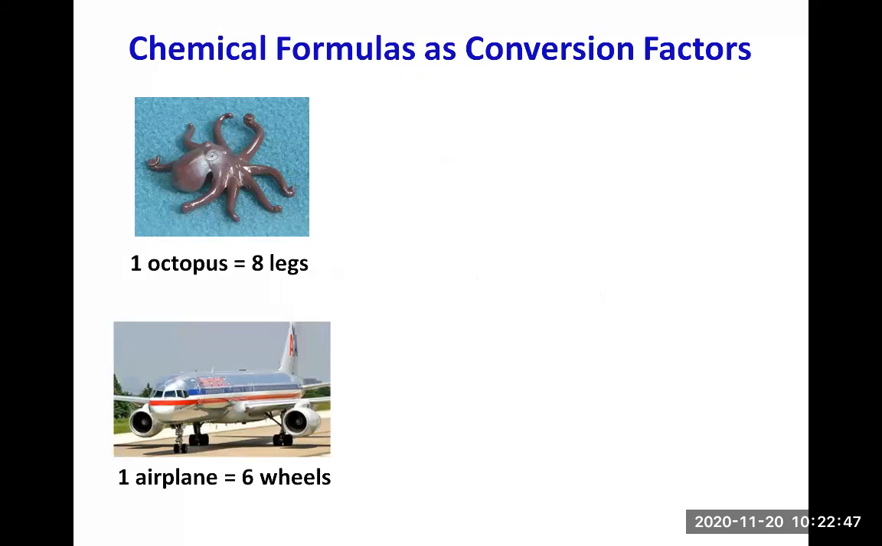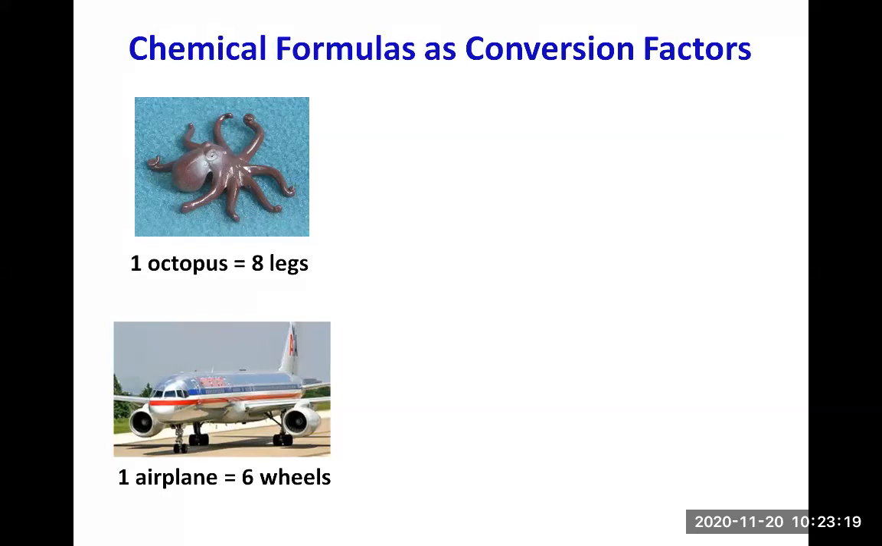And that's the same principle as doing that with other objects that always have the same number of parts in them. For example, an octopus is equal to 8 legs. So if you want to count the number of legs of octopus, but you know only the number of octopus, then you can use this equality that says 1 octopus is equal to 8 legs. Same with an airplane, it has 6 wheels, so 1 airplane equals 6 wheels.